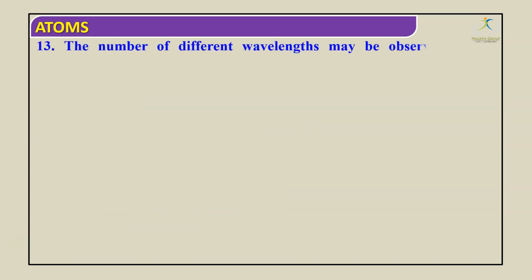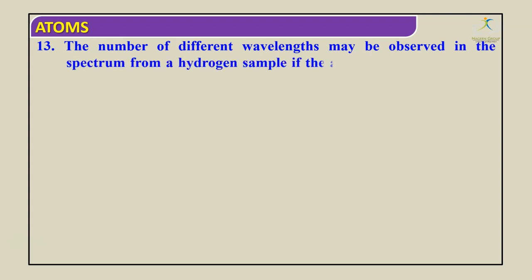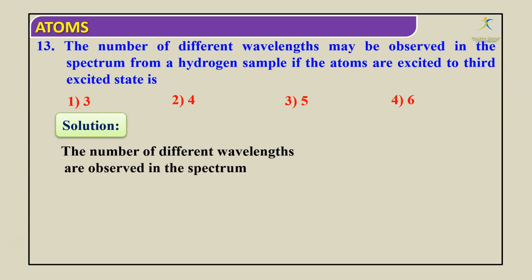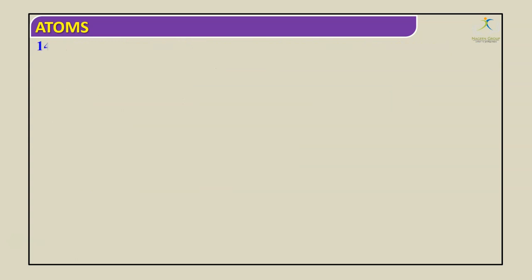The 30th question: the number of different wavelengths that may be observed in the spectrum from a hydrogen sample if the atoms are excited to the third excited state. The options are 3, 4, 5, 6. So the solution is: the number of different wavelengths observed in the spectrum is n times (n minus 1) by 2, and here n is 4, so 4 times (4 minus 1) by 2, which is 12 by 2, which is 6, option 6.